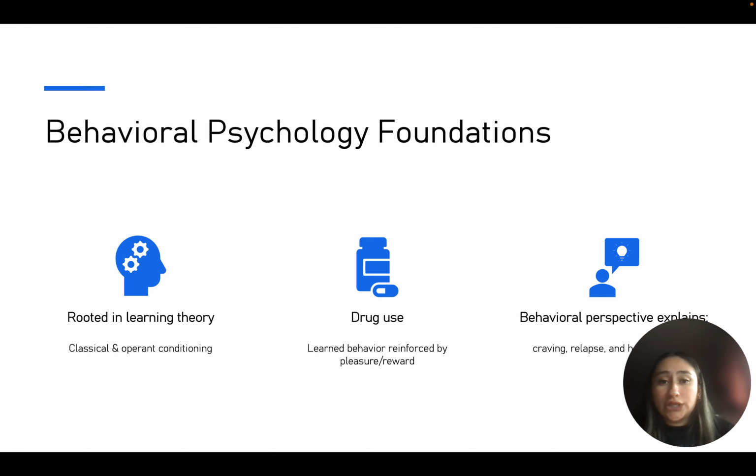Users continue to avoid withdrawal or emotional discomfort, and environmental cues like a specific place or a group of friends become conditioned stimuli, triggering cravings through associative learning. These behavioral principles, conditioning, reinforcement, and habituation, help explain why addiction persists even when individuals consciously wish to stop.